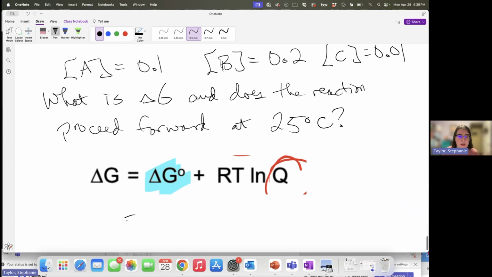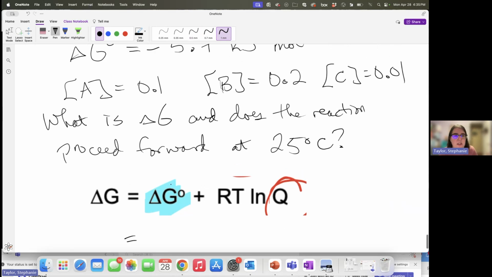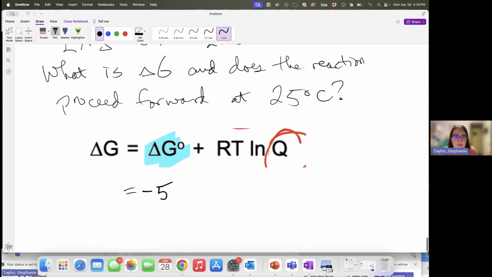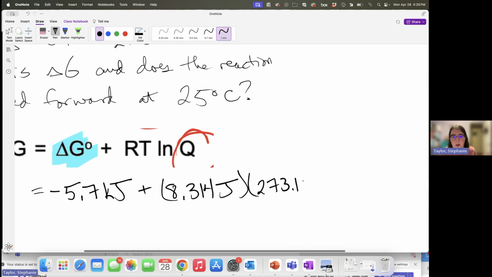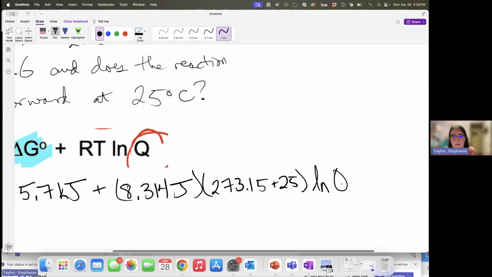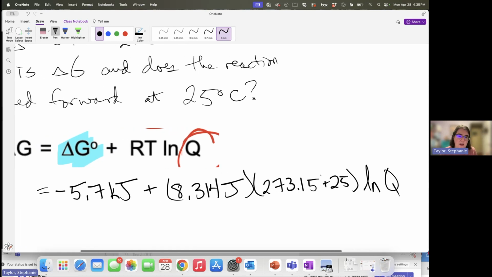So what I'm going to do is basically start by writing what I know about delta G standard. Delta G standard is negative 5.7 kilojoules. Then as I go from left to right, this R, 8.314, is in joules. So I'm going to have a problem with this comparison. There's two different ways to fix it. T is at 25 degrees Celsius, so it's 273.15 plus 25, times the natural log of Q. Q I also need to find.